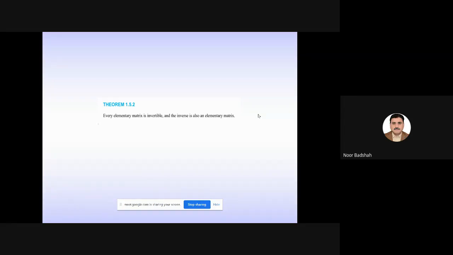And today at the beginning, I said that if a matrix is a non-singular matrix, then its reduced echelon form will be the identity matrix. So any matrix whose reduced echelon form is the identity matrix will be non-singular. And any matrix which is non-singular is invertible.